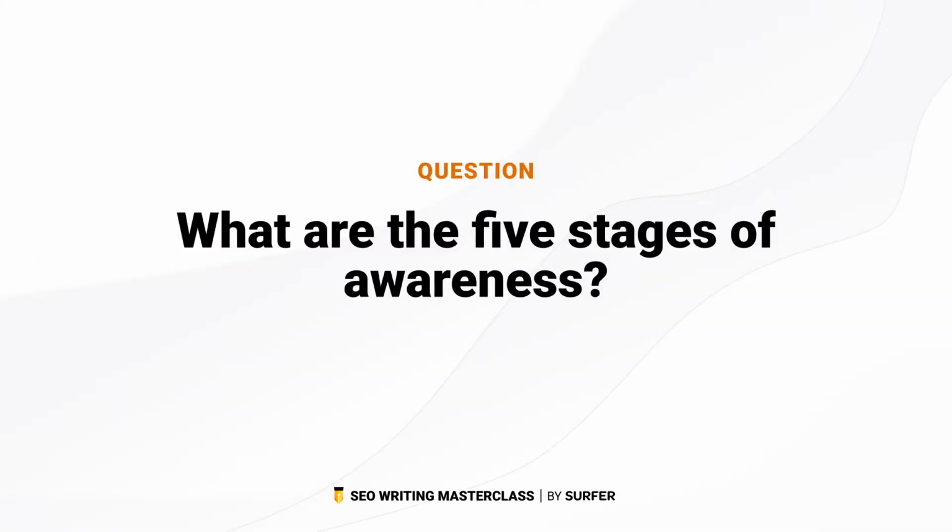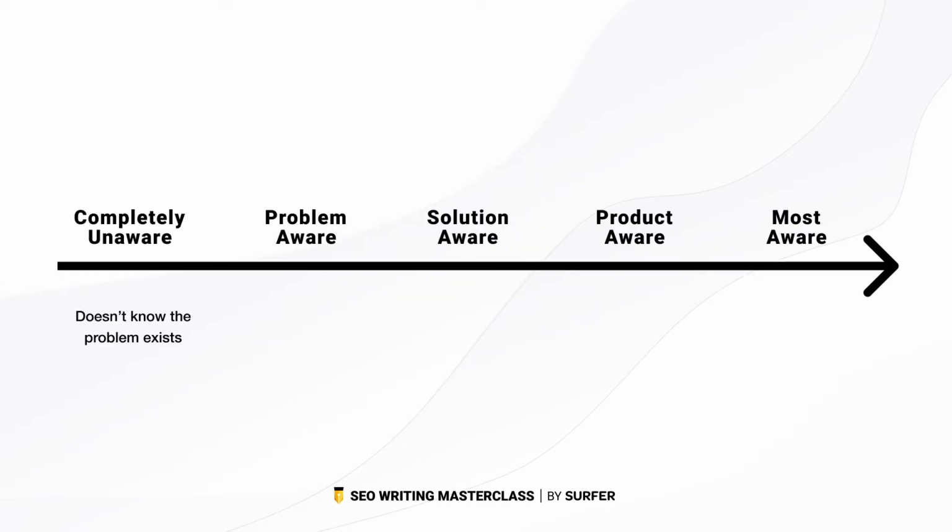Schwartz described 5 stages of a prospect's awareness as: number 1, completely unaware. The prospect has zero knowledge of anything except perhaps his own brand or his own opinion. He doesn't recognize a problem whatsoever. Stage 2 is problem aware. Your prospect knows that they have a problem, but doesn't know that there's a solution to this problem.